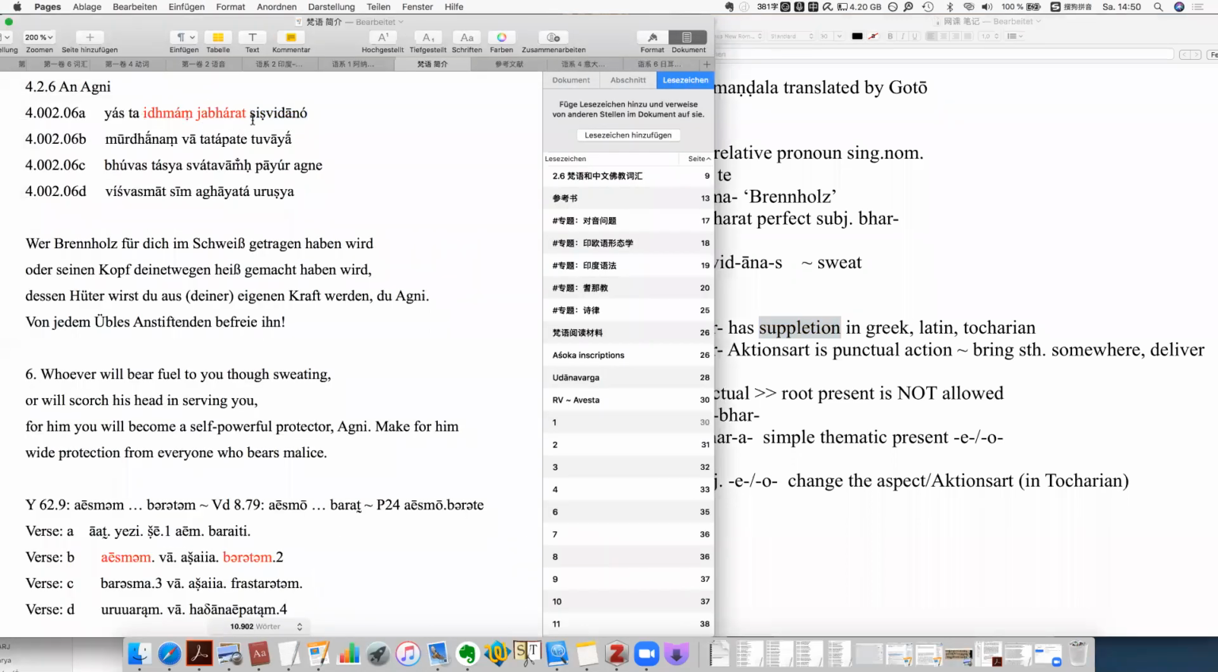So this is actually the first verse. Shishvadāno, it's a middle participle, meaning sweating. It means kind of in a state, right? So in sweat or with sweat, right?